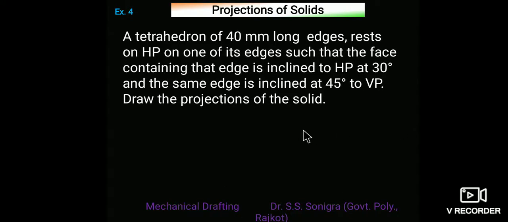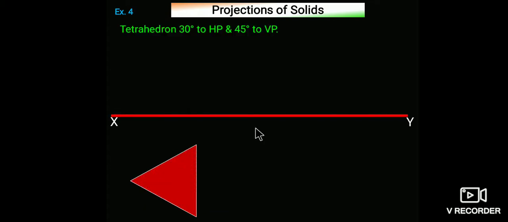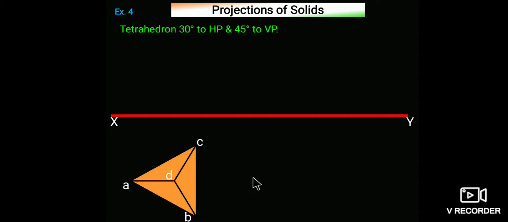Now example number 4. A tetrahedron of 40 mm sides rests on HP on one of its edges such that the face containing that edge is inclined to HP at 30 degrees and the same edge is inclined at 45 degrees to VP. Draw the projections of the solid. A tetrahedron is given, so draw a triangle below the XY line. This is the top view of the tetrahedron. Tetra means 4. Four triangles are joined together and all four triangles are of equal length. That is called a tetrahedron. So this distance is 40 mm.